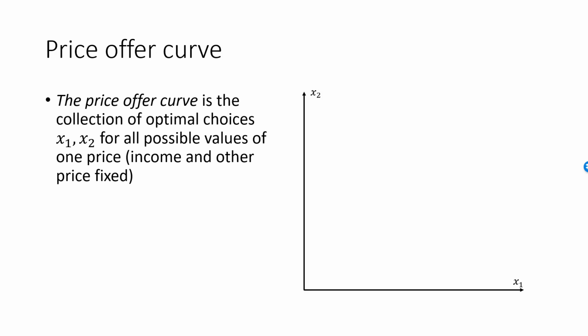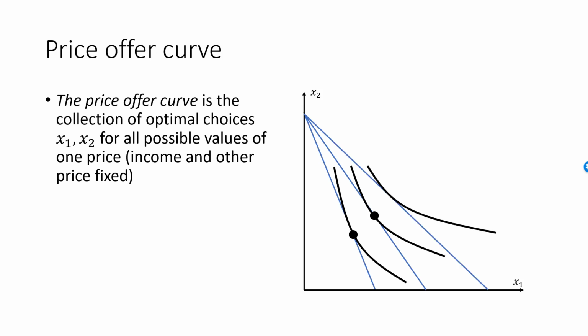Here is a picture. Let's begin with the high price for good 1. Budget line, indifference curve, and optimal bundle. Decrease the price of good 1 and the budget line will rotate outwards. Here is a better indifference curve and a new optimal bundle. Let's do one more. Budget line, indifference curve, optimal bundle. Now imagine doing this continuously for various values of P1. Connect all of the optimal bundles and we end up with a price offer curve for P1.